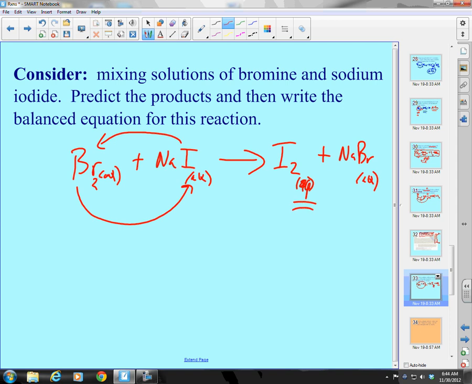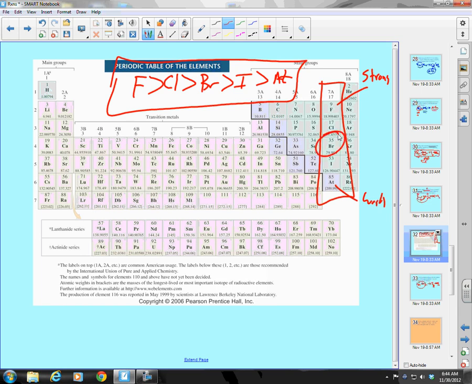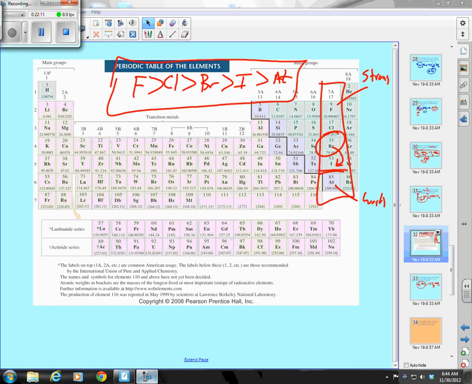aqueous. And by the way, some of these I don't expect you to know because I don't know them all. Good. And we want to balance this. I need 2 here and a 2 here, but we want to check. Bromine, can bromine replace iodine? Where's bromine? Here's bromine. Here's iodine. Bromine is above iodine, so it can replace it. Woohoo! There we go. That's all you need to know about single replacement reactions. See you next time.